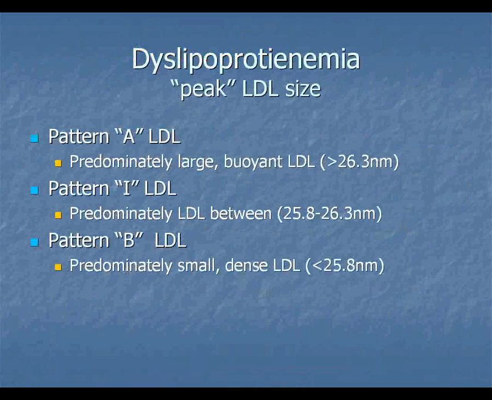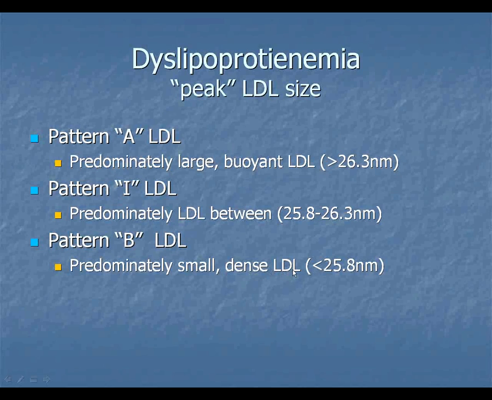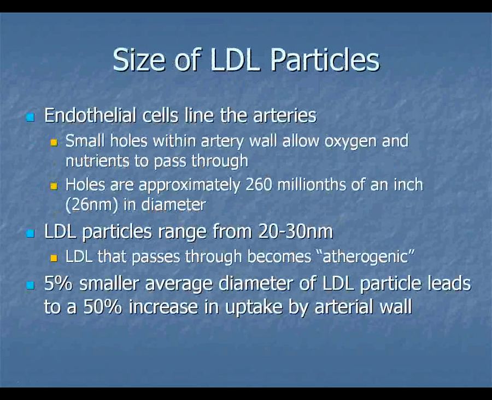So dyslipoproteinemia, and again I apologize, I'm trying to hurry so I can get through most of these slides, but this is a very important diagnosis because of the risk that you can have with a pattern B LDL. This is a study of what the NMR lipoprofile does for you, which is to break down the size of the LDL particles and the particle number. If you have predominantly small and dense LDL particles, now not HDL particles, which are the good ones, you're at very high risk for coronary artery events.